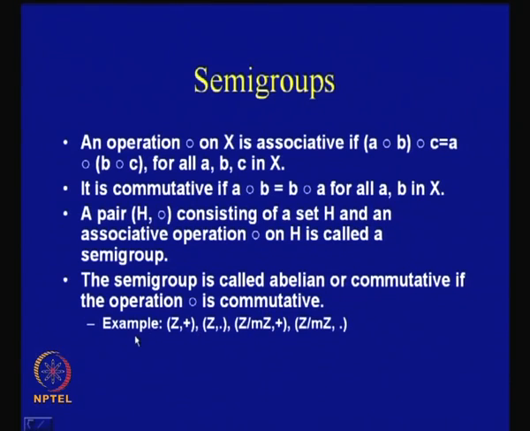Examples of this would be the integer set with addition defined over it, the integer set with multiplication defined over it, the residue class set with addition defined over it, and the residue class set with multiplication defined over it. We know that these are examples of abelian or commutative semigroups, because they are associative, being semigroups, and further they are abelian or commutative, which means you can do it either as A operation B or as B operation A for all A and B which belong to the set.